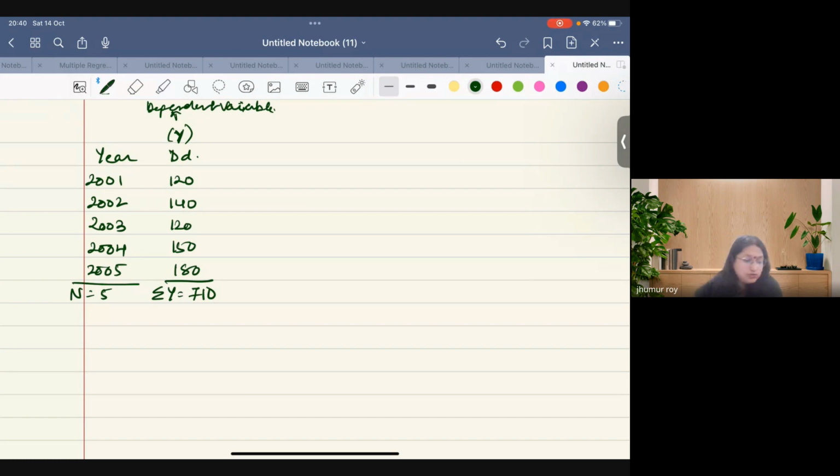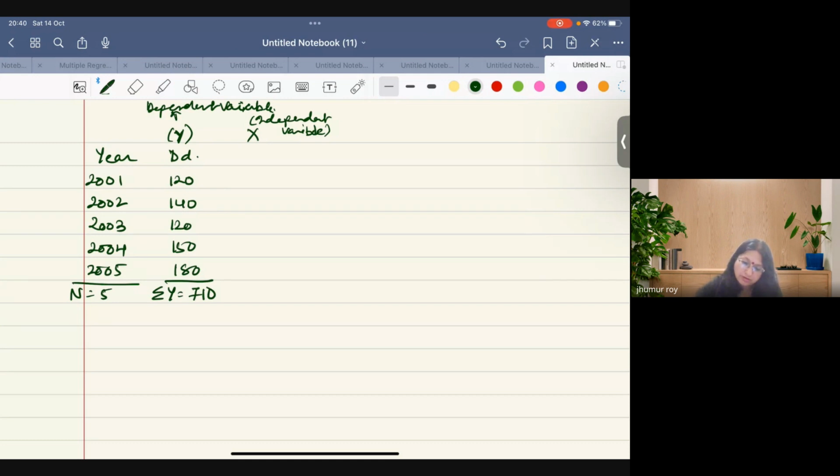Now what you need to do is you need to calculate x. X is your independent variable. Means we want to find out with time what is the change in demand. So over the years, has demand increased or decreased? So what is one very important factor? Year, because we want to see according to time has demand changed.